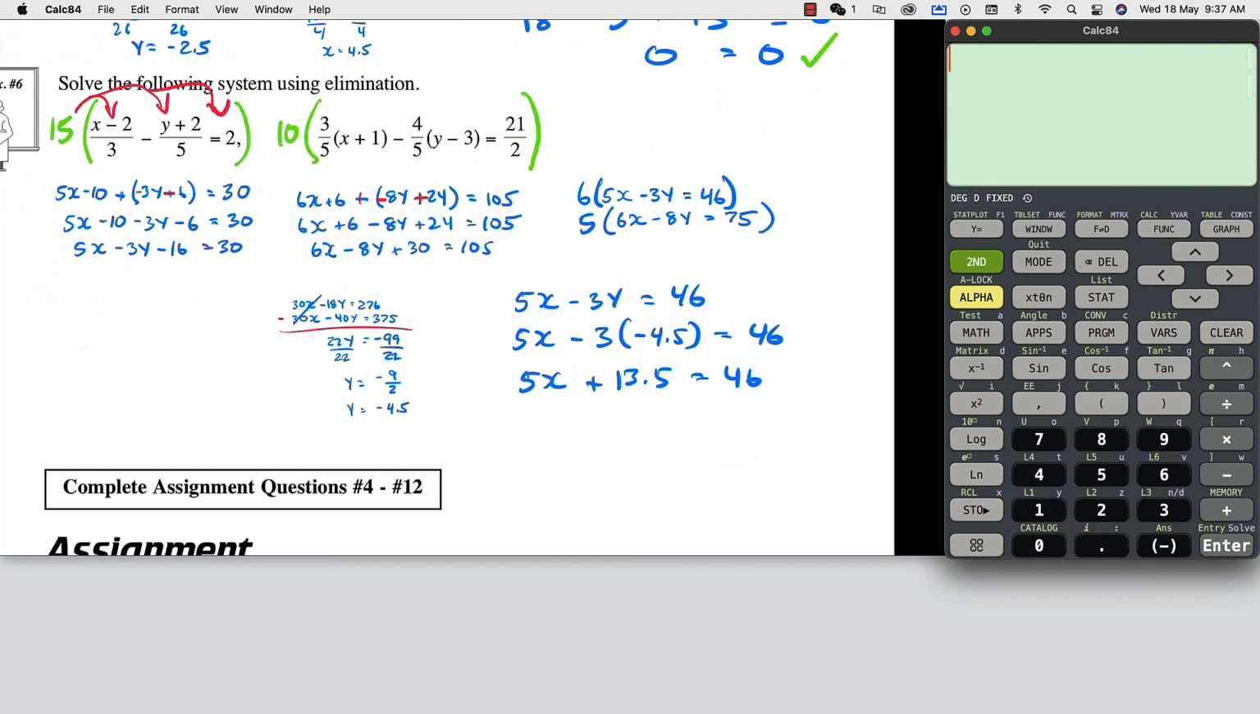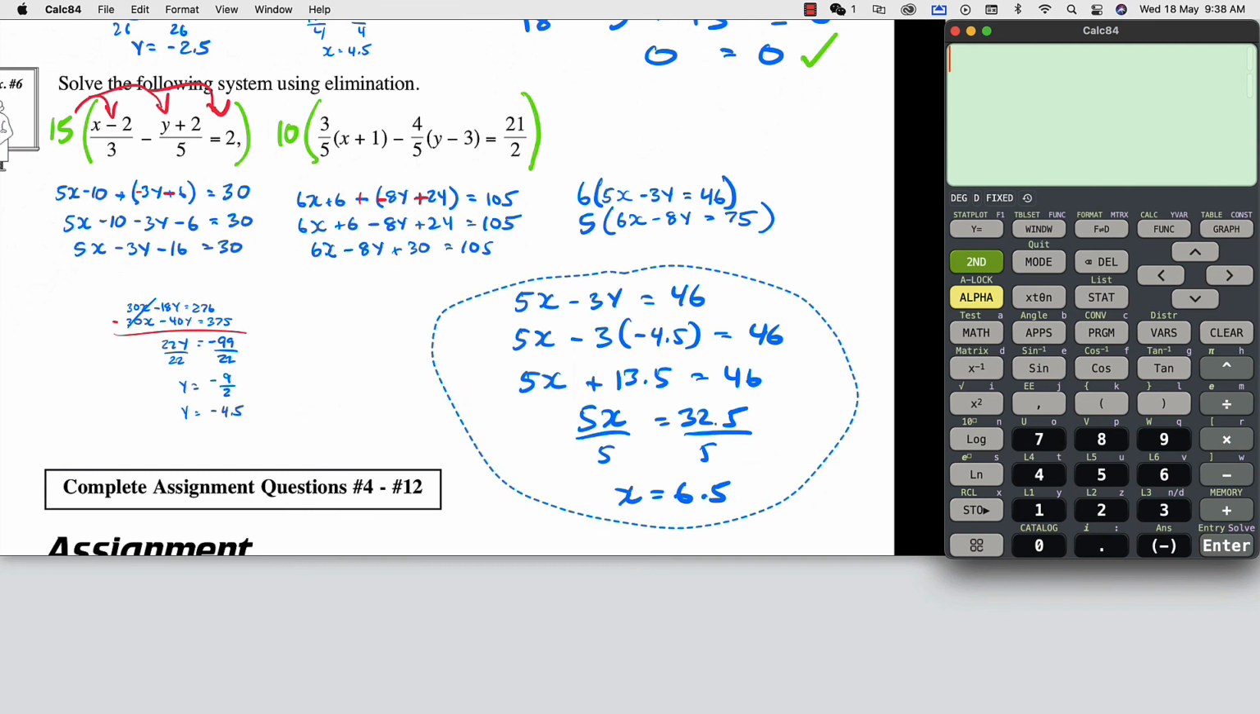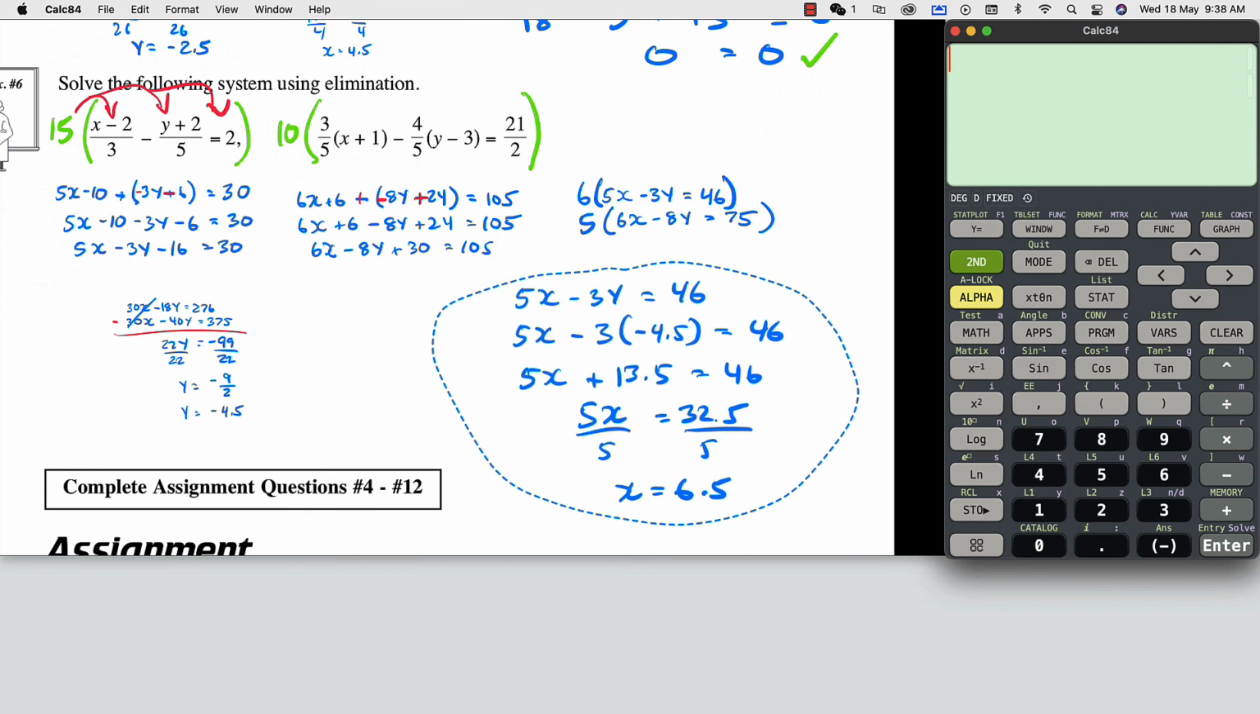So we're going to end up with 5x equals 32.5. And now I want to divide everything by 5. And we end up with x equals 6.5. Okay, and as we've done on every other equation, let's just verify that that is correct. Just move these out of the way.